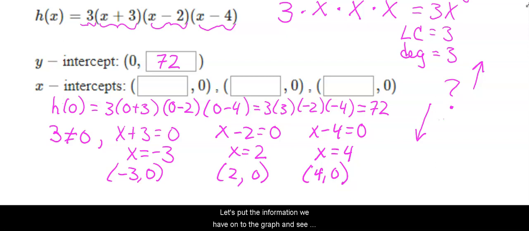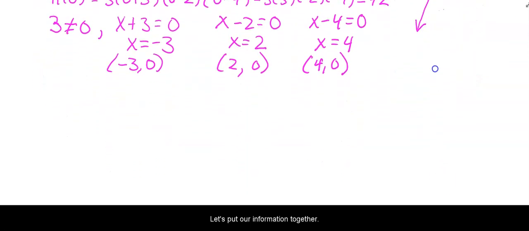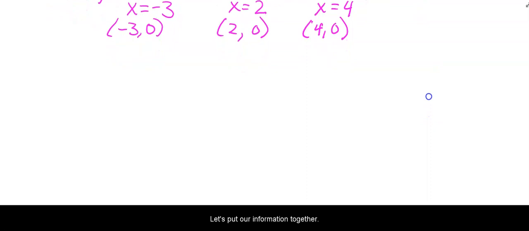Let's put the information we have onto the graph and see what it looks like. Bear in mind that when you do this, you're not going to get a precise graph without a graphing calculator. You won't have a graphing calculator on the test, so what you will be doing instead is drawing an estimate or a best guess of what you think it looks like. Let's put our information together.